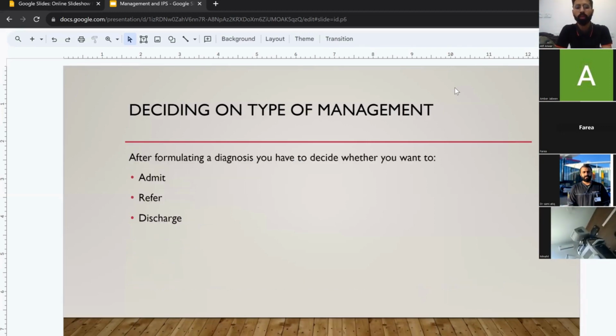Okay, so what type of management do you want to do for the patient? You have to decide that. It depends on whether you're in GP, whether you're in the emergency department, and if the patient's condition is acute, if it needs admission, if it needs referral to a specialist or to a hospital, or you can send the patient home with some medication. You have to decide at this point.